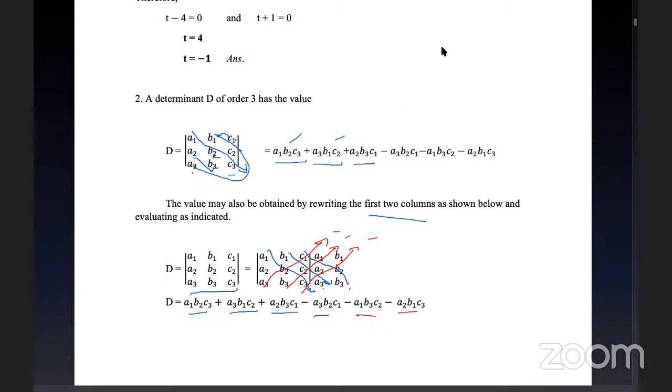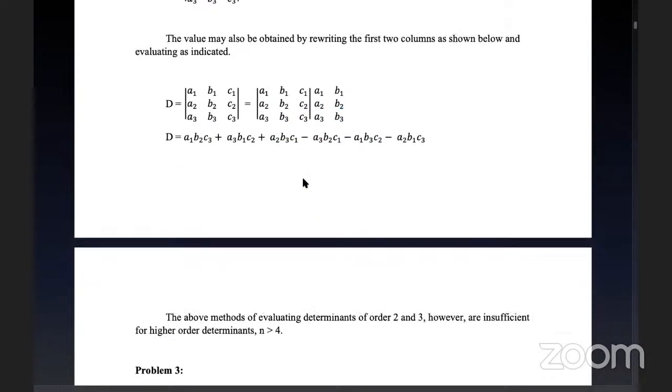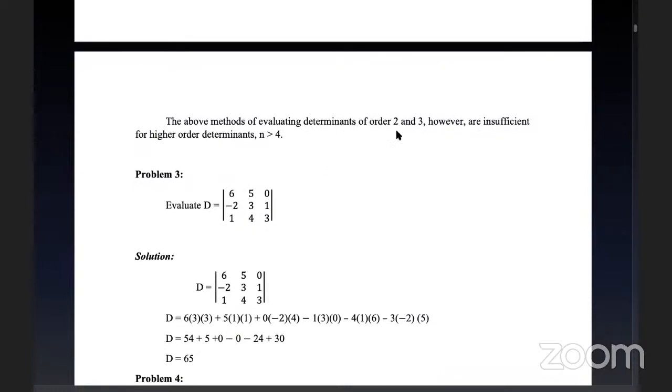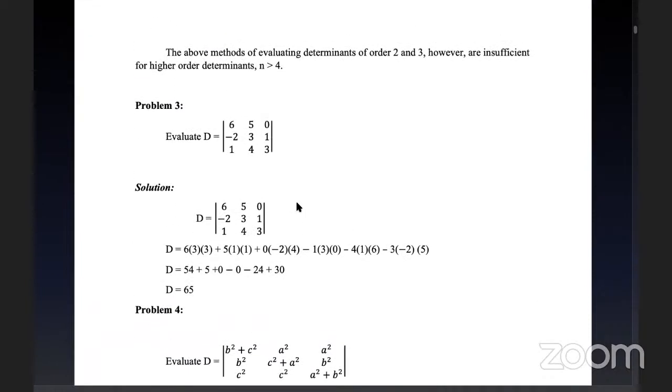Okay, let's go to an example. So the above methods of evaluating determinants of order 2 and 3, however, are insufficient for higher order determinants. That's why it is convenient to utilize different methods in evaluating higher order determinants, like n greater than 4. Meanwhile, let's solve this one. Okay, number 3, evaluate D equals, this is a 3 by 3 or order 3.